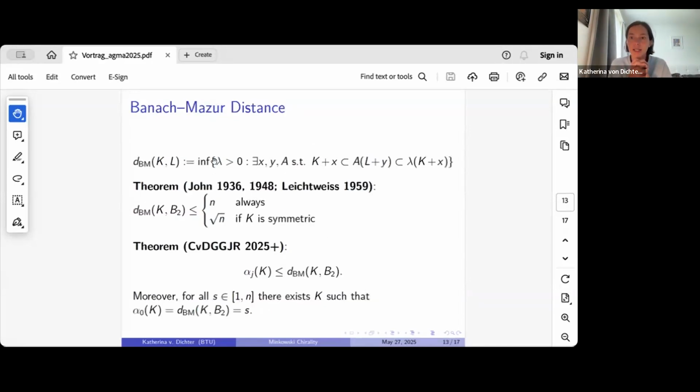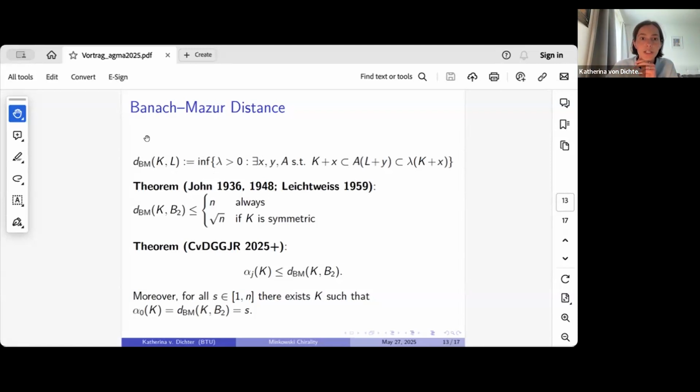Also, we made some other observations for the Minkowski chirality, which are connected to the Banach-Mazur distance. The Banach-Mazur distance is a kind of distance between two convex bodies, which shows how similar they are to each other. It is defined as the smallest factor lambda such that, taking an affine transformation A, the transformed body L can be sandwiched between K and lambda times K with suitable translations.